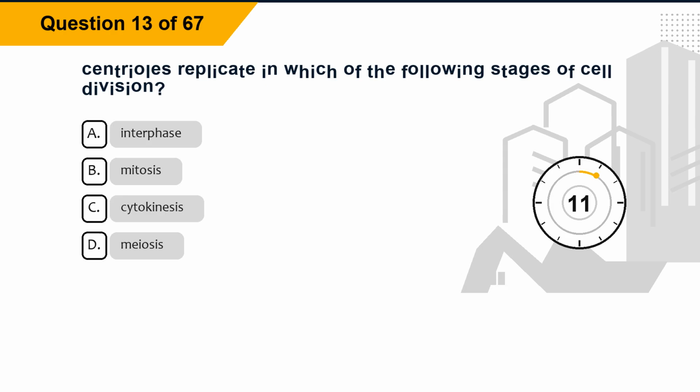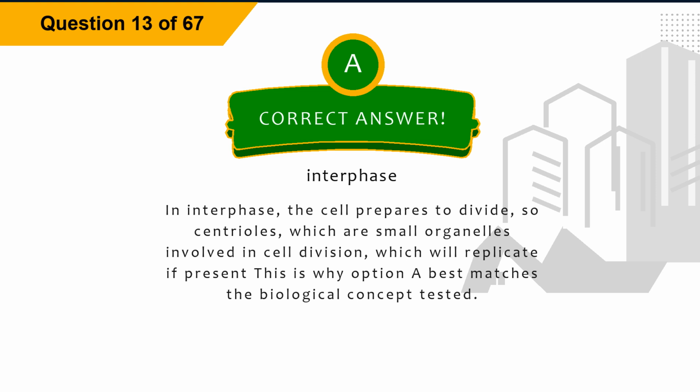Question 13. Centrioles replicate in which of the following stages of cell division? Option A, interphase. Option B, mitosis. Option C, cytokinesis. Option D, meiosis. The correct answer is option A, interphase. Explanation: in interphase, the cell prepares to divide, so centrioles, which are small organelles involved in cell division, will replicate if present. This is why option A best matches the biological concept tested.